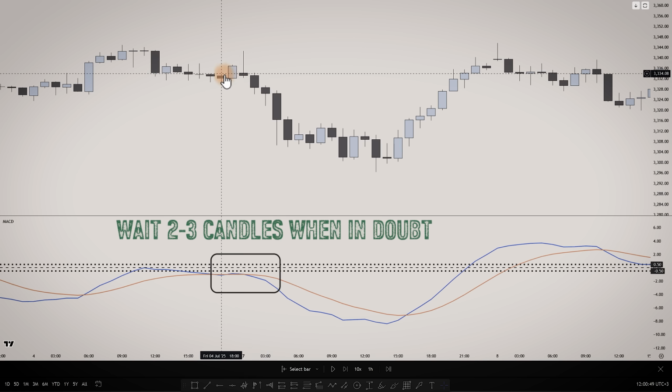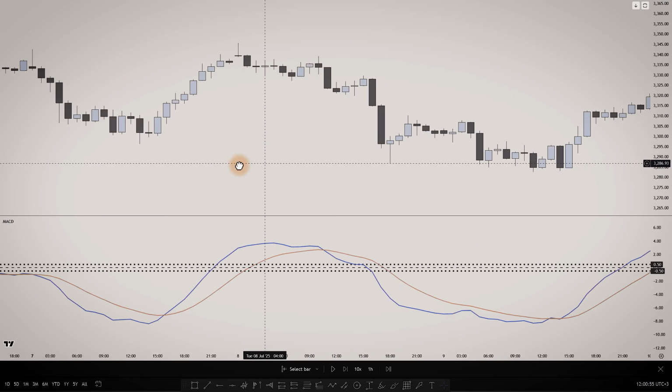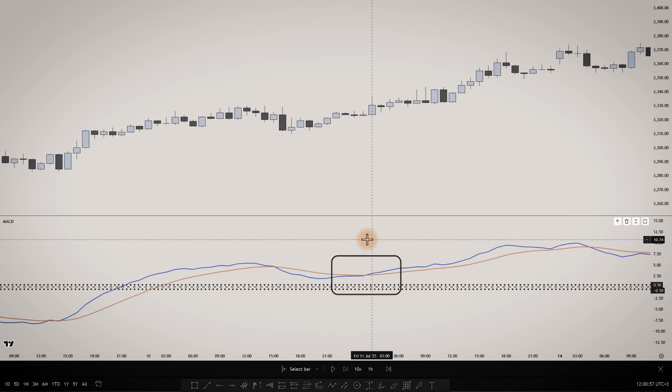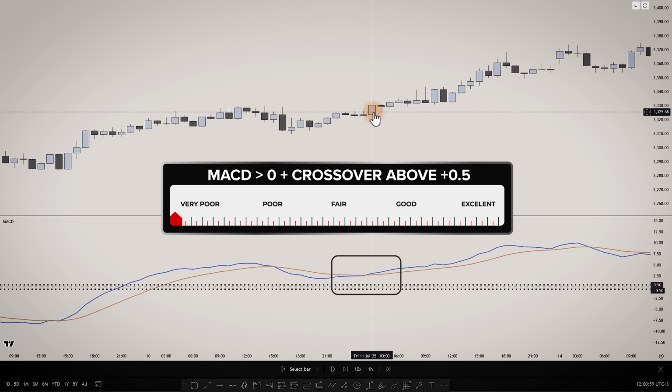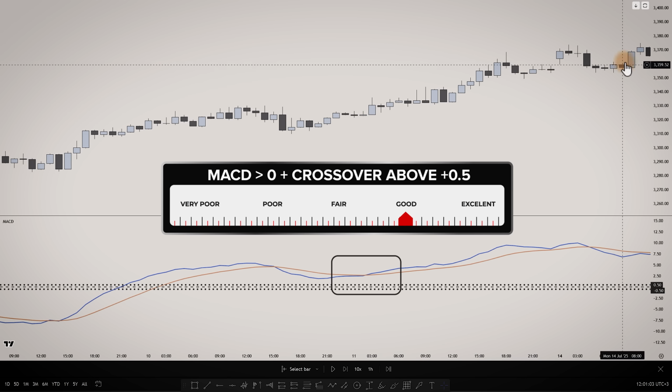Wait 2 or 3 candles after the crossover before entering. Just wait. This one rule eliminated maybe half of my false signals. The market needs time to prove the crossover is real, not just a fake move.